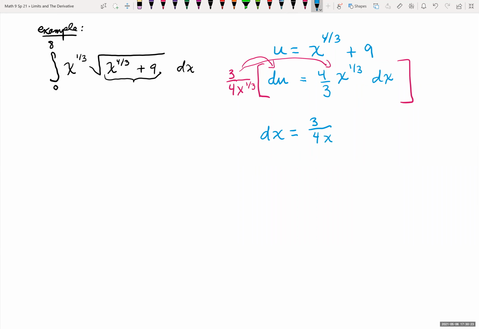So we have the integral from 0 to 8, x to the 1/3, square root, this was our u value, and dx, oops, I forgot to tack on my du, is equal to 3/4 x to the 1/3 power du.